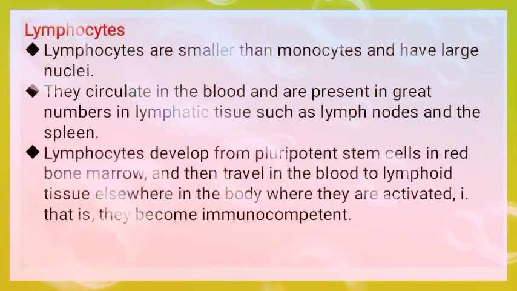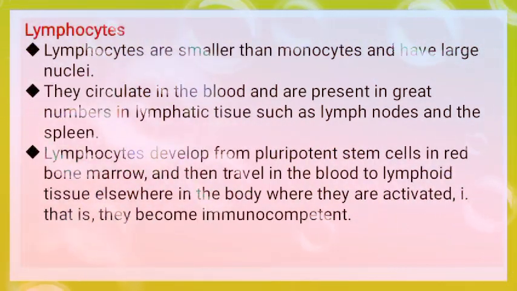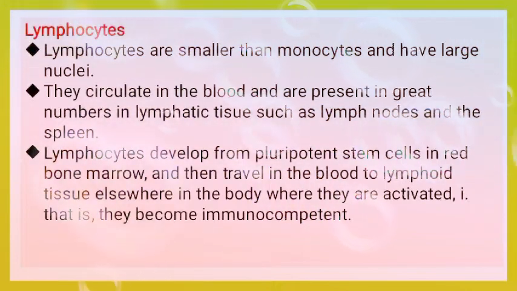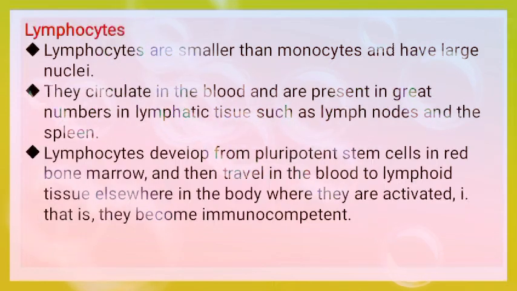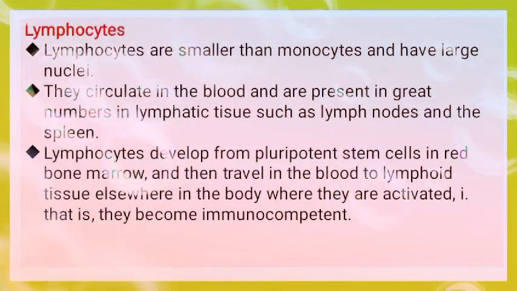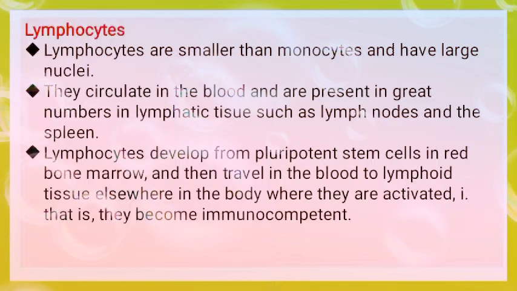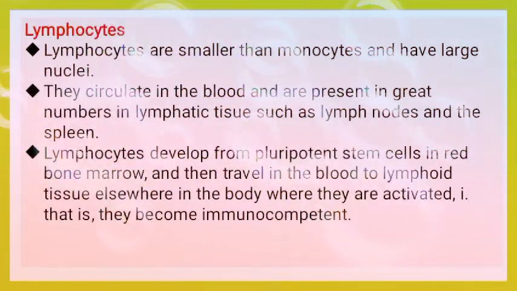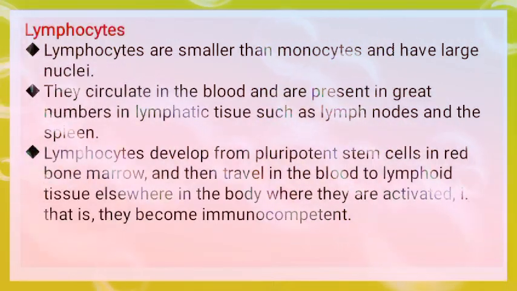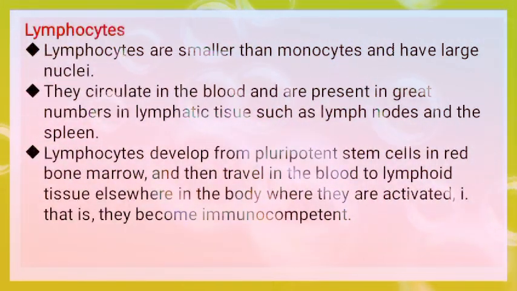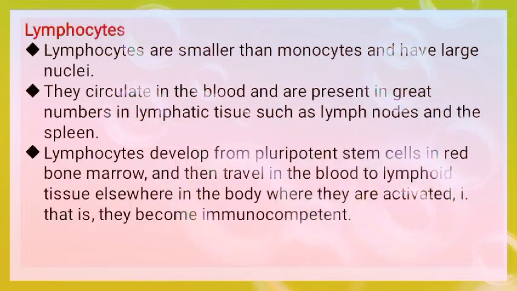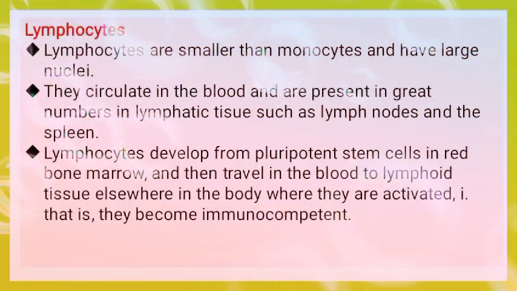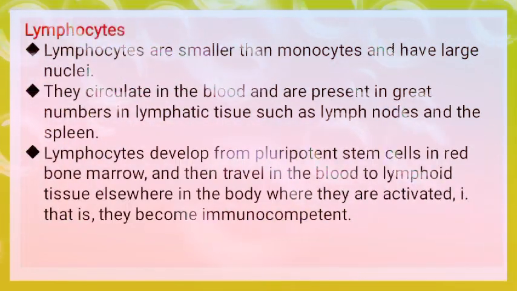And then another type of cell found under the leukocytes is the lymphocyte. So we're saying that the lymphocytes are much smaller than the monocytes, but with large nuclei. The lymphocytes circulate within the blood and mostly in the lymphatic tissues. That's where they are going to be found. That's why its name, lymphocytes. Lympho is from lymphatic, and the cytes is just the cells of the lymphatic system. So most are going to be found in the lymphatic tissues like the lymph nodes and the spleen.